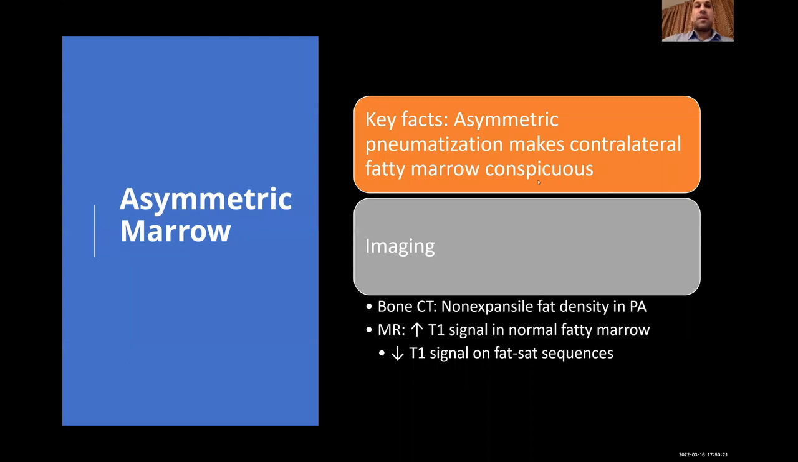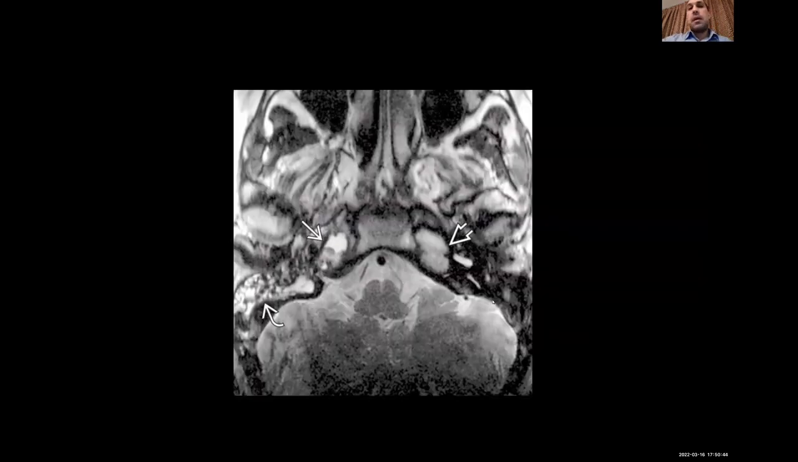Okay. Asymmetric marrow with asymmetric pneumatization makes contralateral fatty marrow conspicuous. In the bone CT, it is non-expansile fat density in the petrous apex; in the MRI, high T1, high T2, and low signal on fat-saturated sequences. So these will suppress on fat sat finally. Okay. Here it is. Yeah. What is it?